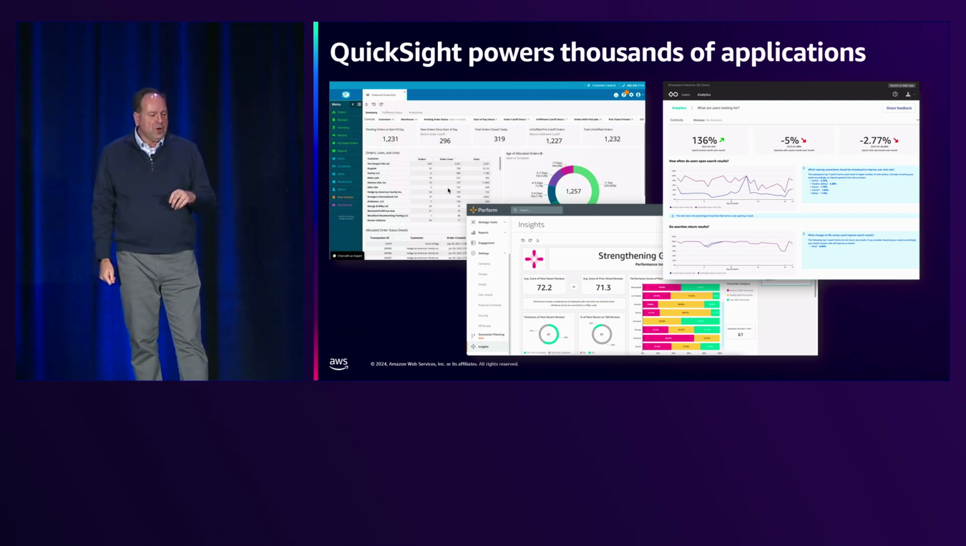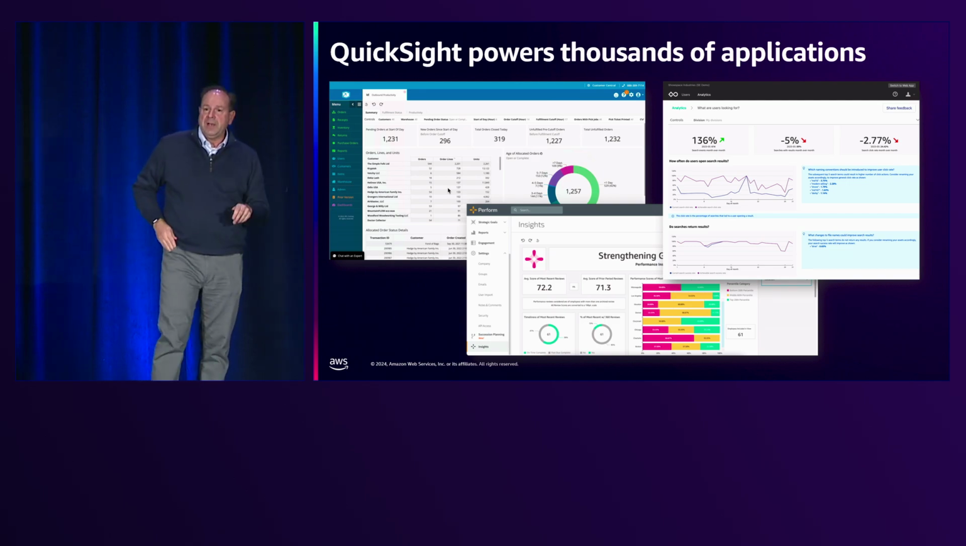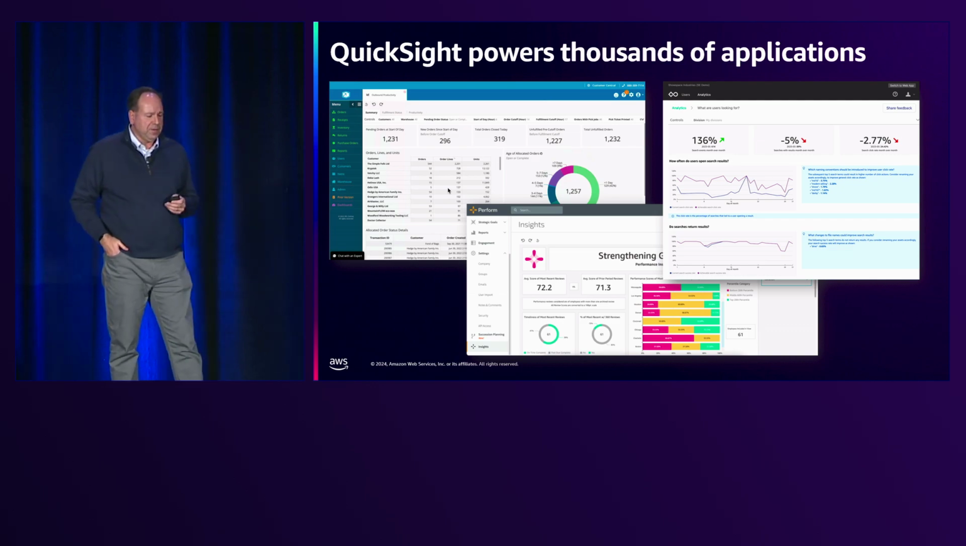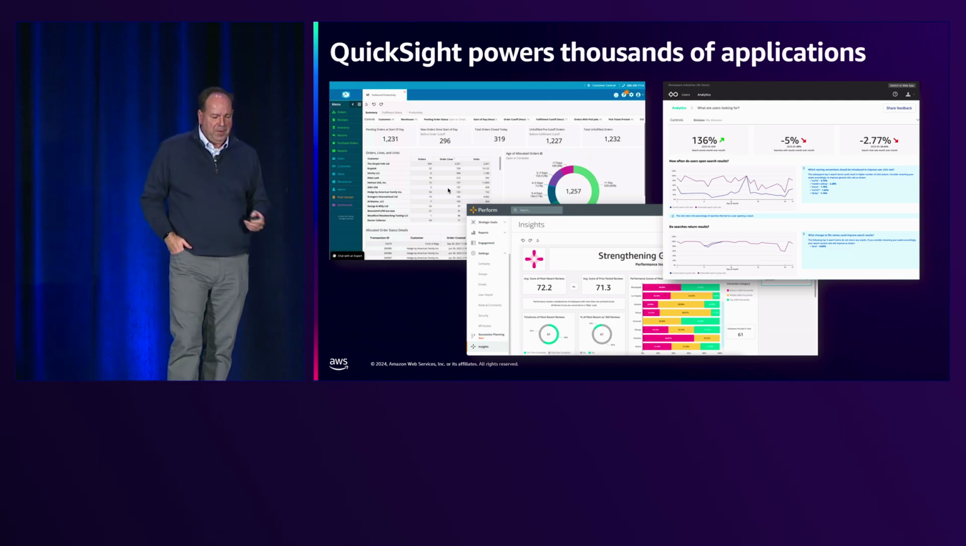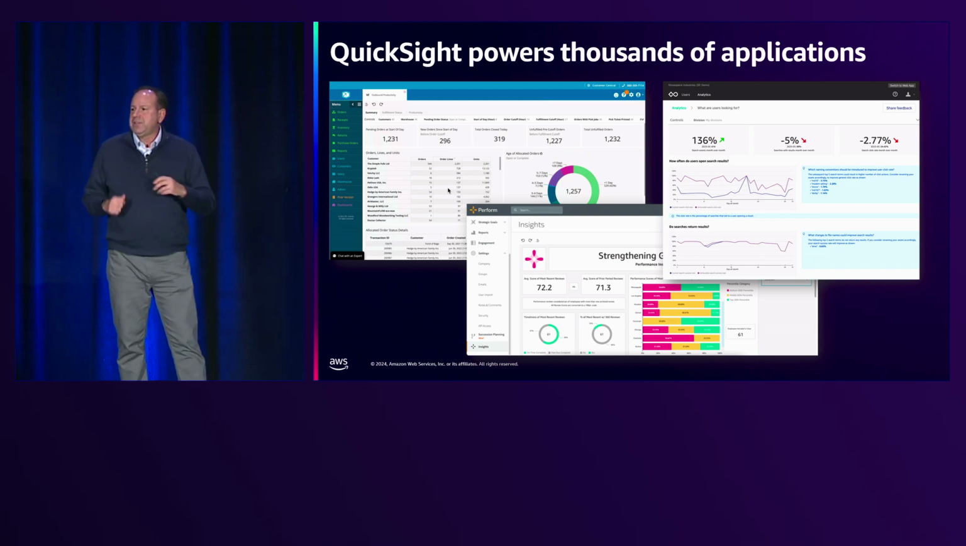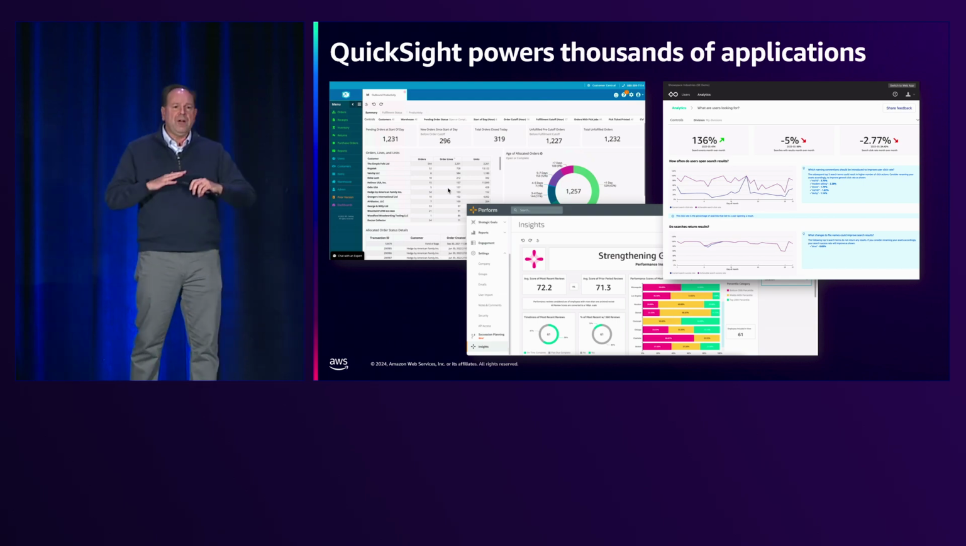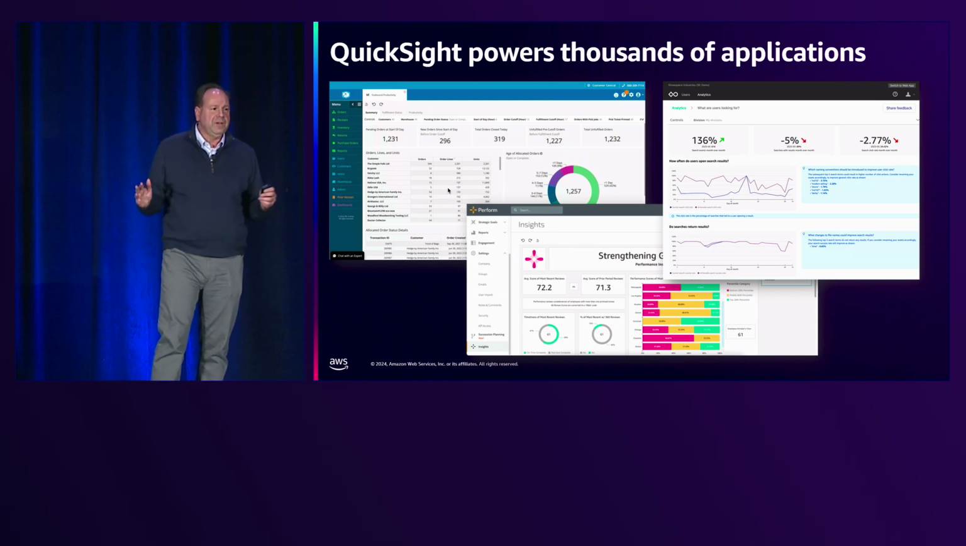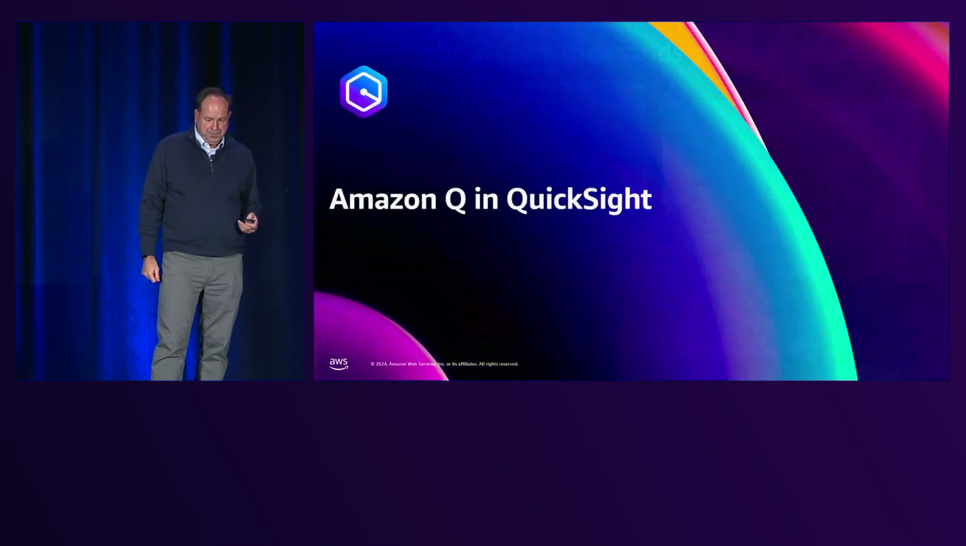Now, as I mentioned earlier, QuickSight is also embedded. It has the ability to be embedded, and we have thousands of applications that customers have built with QuickSight where they've embedded QuickSight capabilities inside their product. You can embed individual visualizations. You can build individual dashboards. We actually have customers that embed the entire authoring set of experiences inside their applications as well and provide those to their customers.